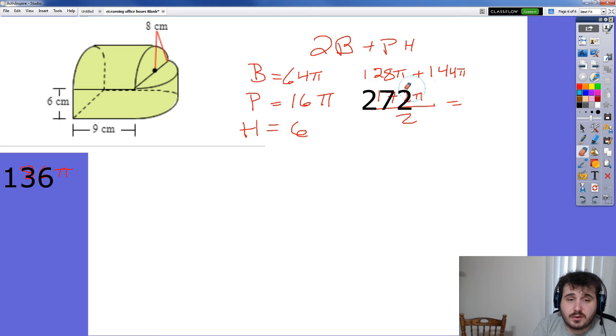And it really literally is just sort of doing it piece by piece. 16 times 6, 96. That sounds about right. 32 plus 16... 96. And again, just add it all together.